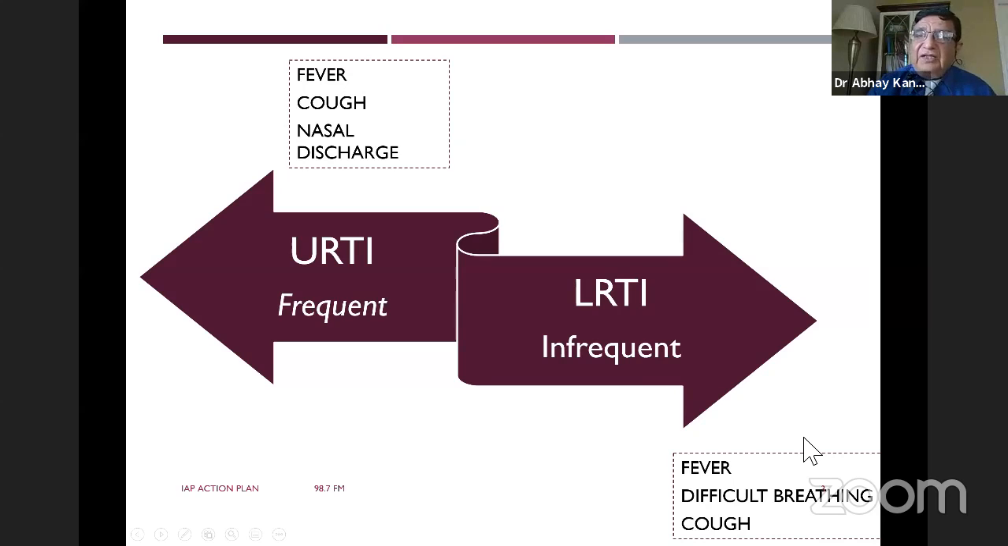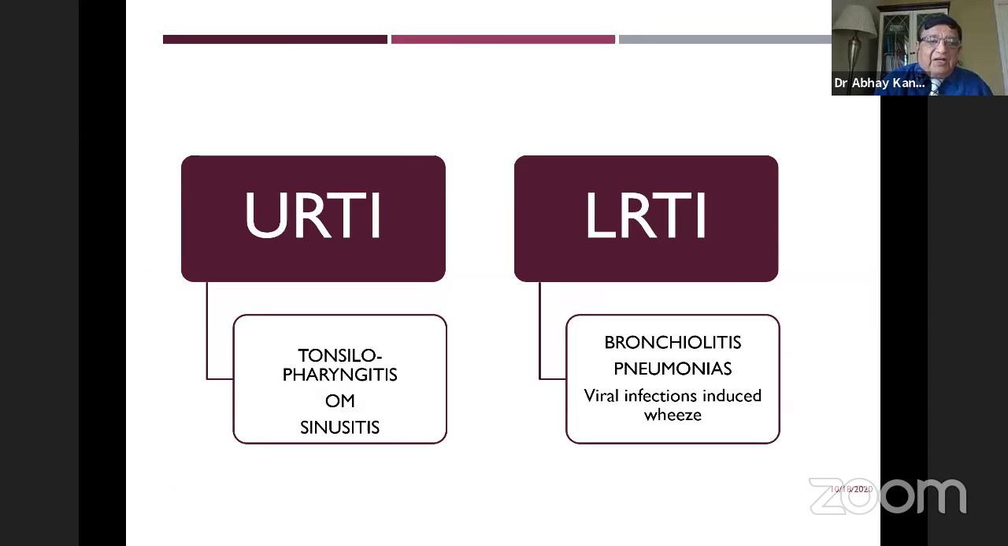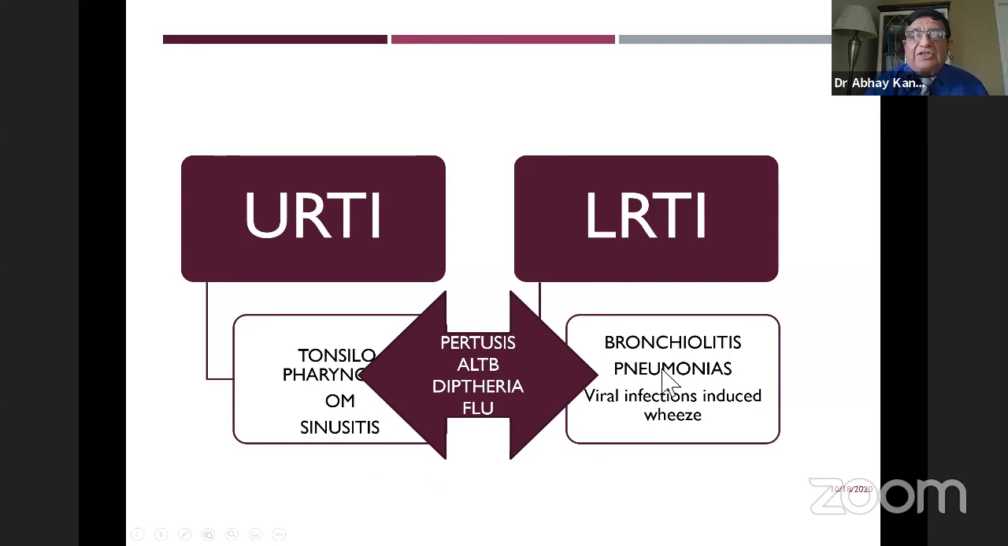When cough is a predominant feature, it's an airway disease. When there is difficulty in breathing, usually it indicates that the child may have some alveolar or parenchymal involvement. Among upper respiratory infections, the commonest are tonsillopharyngitis, otitis media, and sinusitis. As far as lower respiratory infection is concerned, we all know it commonly includes bronchiolitis, with associated viral infection, or it can be a pneumonia. However, in some situations both upper and lower respiratory tracts are involved, which includes conditions like pertussis, acute laryngotracheal bronchitis, diphtheria, and even flu can involve both the upper as well as the lower airways.